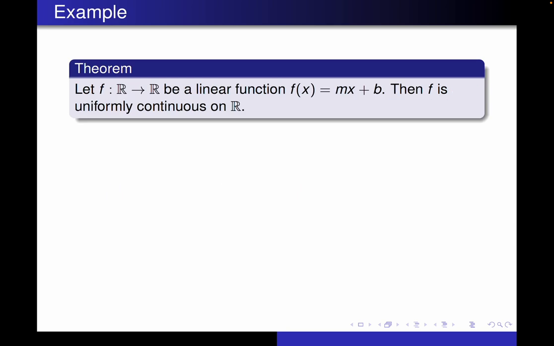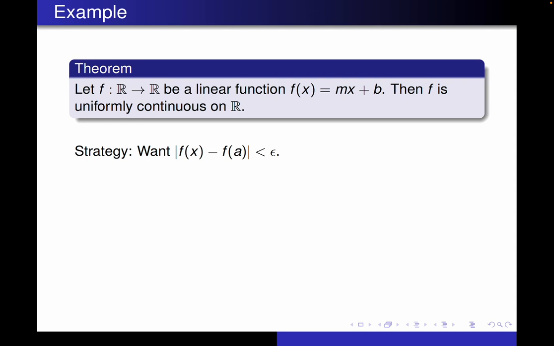So here's a theorem of a function that is uniformly continuous, and we can actually prove it. Let f be a linear function, so f of x is mx plus b. Then f is uniformly continuous on all the real numbers. So that's a pretty big interval, right? So here's our strategy. Guess what? It's the same strategy that we always had.